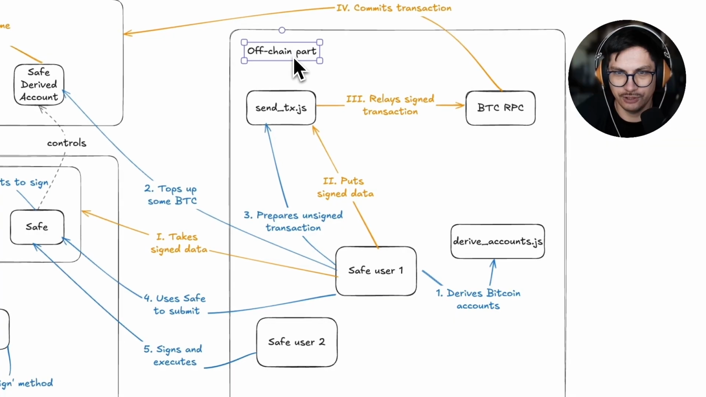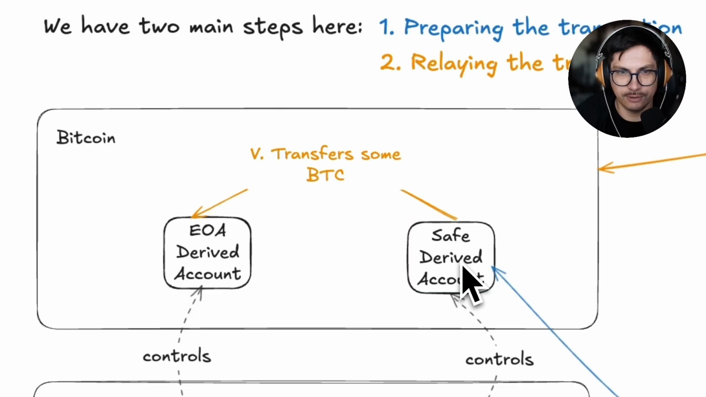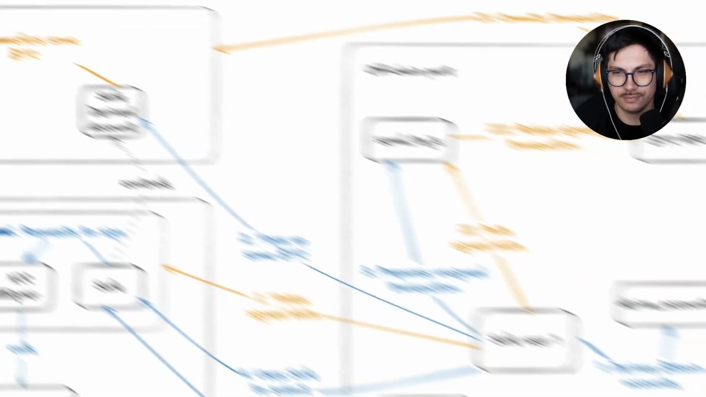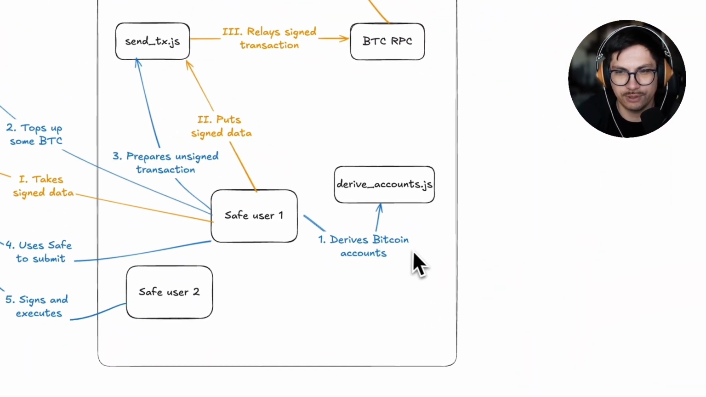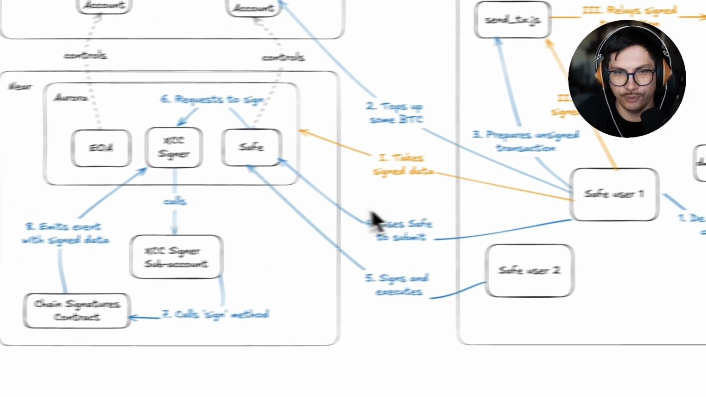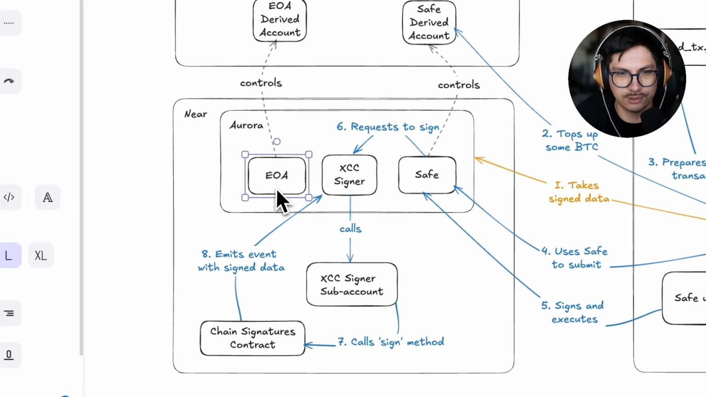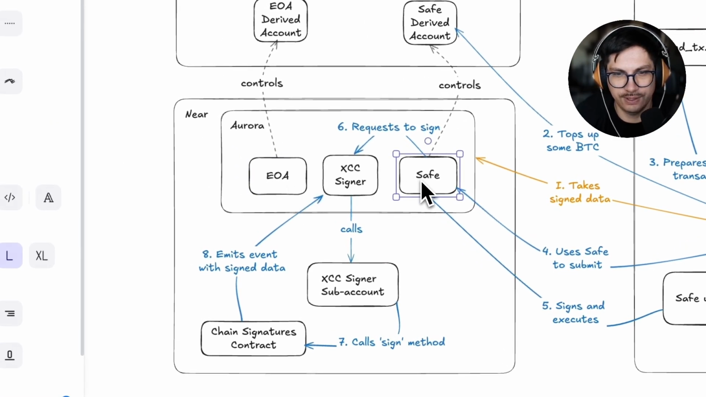So let's start with the off-chain part here. We have two Safe users, Safe user 1 and Safe user 2. They will act as the Safe signers. And let's assume that Safe user 1 wants to do some transfer of BTC on the Bitcoin network, as described by this step here. He wants to transfer some BTC from the Safe's derived account to some EOA's derived account on the Bitcoin network. So first of all, this Safe user will need to derive the Bitcoin accounts of the corresponding EOAs or smart contracts on Aurora. So we will use some EOA address and the Safe address here.